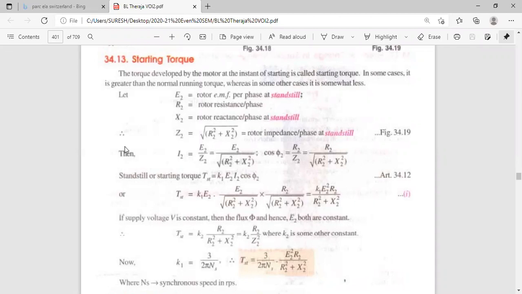R2 by Z2. Same thing he had written here, see here. Cos phi 2 is equal to R2 by Z2, which is R2 by square root of R2 square plus X2 square, because hypotenuse square is equal to side square plus side square. Your Z2 is this much. Now at standstill, what is the value of S?